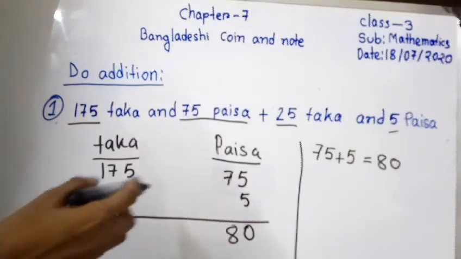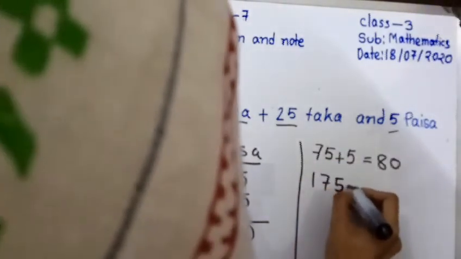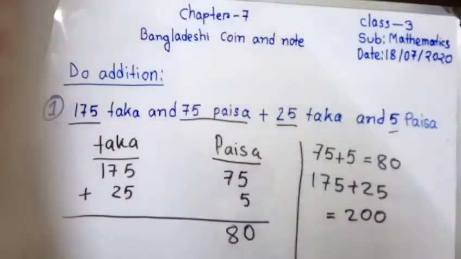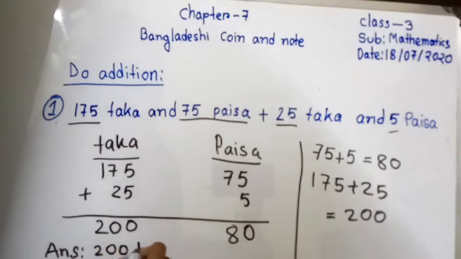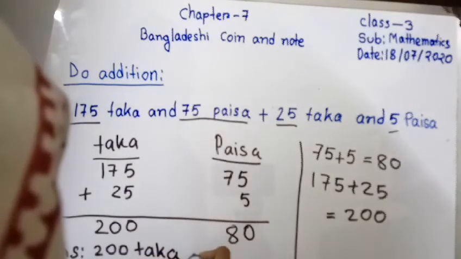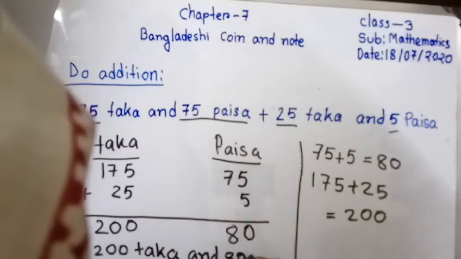Then I will add taka. 175 plus 25 is 200. So I will write here 200. Answer is 200 taka and 80 paisa.